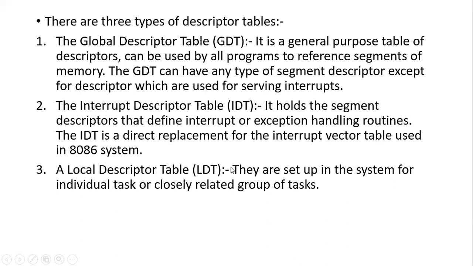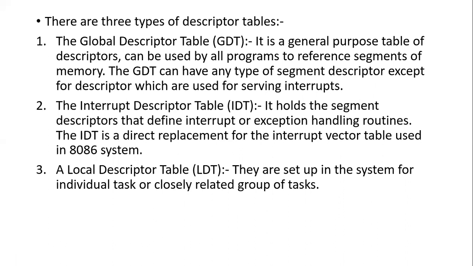So what types of descriptor tables are there? GDT, IDT and LDT. The GDT is a general purpose table of descriptors, so it is called the global descriptor table. This table can be used by all the programs to refer to the segments of memory. Whatever type of program it is, all programs can use this GDT table. The GDT can have any type of segment descriptor except the descriptors which are used for serving interrupts. A very important point.